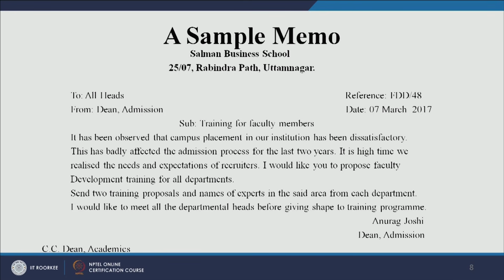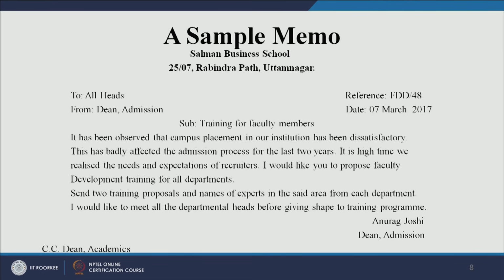And then the tone: it is high time we realized. Now look at the language. It is high time we realized. The sender of this memo is actually building a rapport with all these people, because with their cooperation only this thing can be overcome. In the next line he says, I would like to propose faculty development training for all departments. And then he instructs and says, send 2 training proposals and names of the experts from each area. I would like to meet all the department heads before giving shape to the training program. Now see the tone.